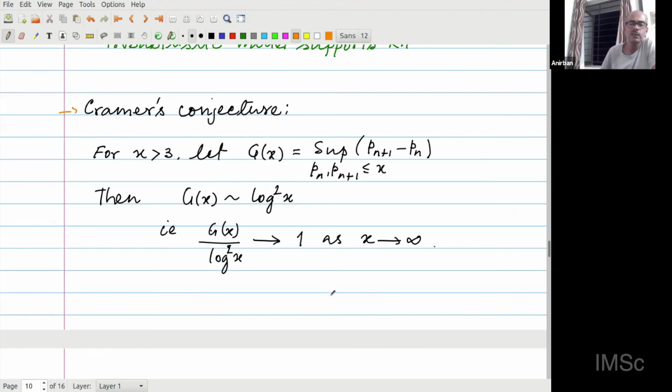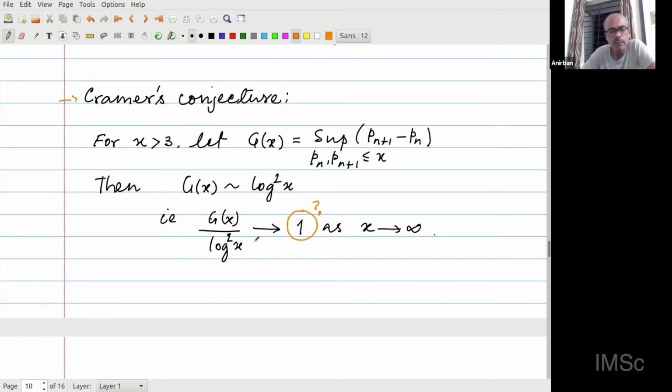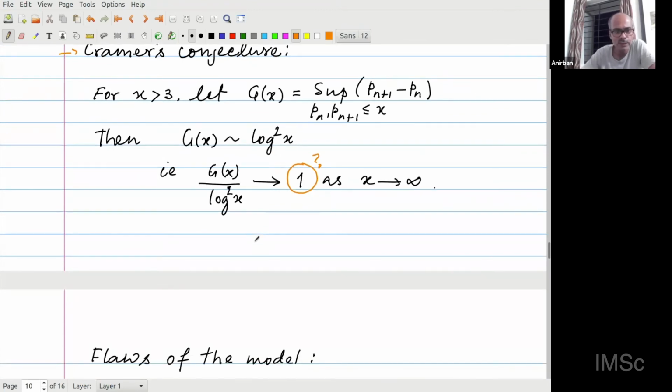In other words, as x goes to infinity, this g(x) by log square x should go to 1. So that was the prediction, and it's called Cramer's conjecture. It's a celebrated conjecture, and this is also expected to be true, but this 1 is questionable. So 1 is probably not true. There is some other constant, not 1. So there is some sort of deeper mystery in this. But it's expected to be essentially true, at least this log square x size should be true. So that is Cramer's conjecture.